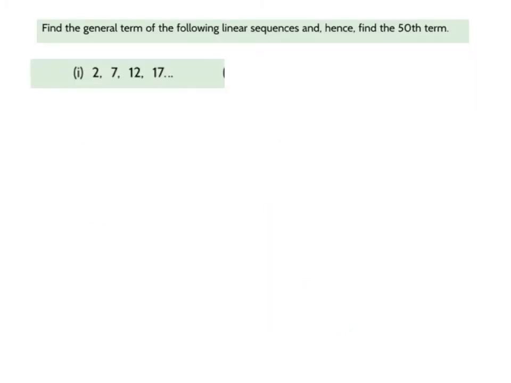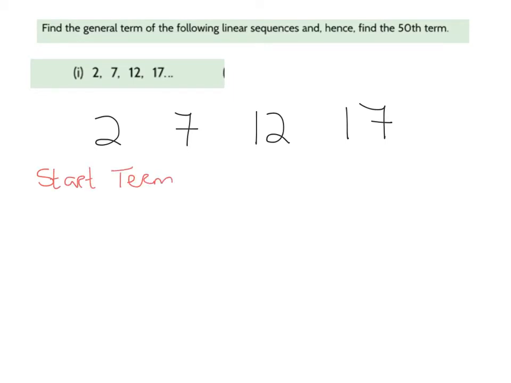So we're faced with our first example here, and the question says, find the general term, or we could say the rule, for the following linear sequence, and hence, which means once you've done that, find the 50th term. Let's first of all make sure it is a linear sequence. I've got the numbers 2, 7, 12, 17, and my start term is number 2. That's important, I'm going to need that.